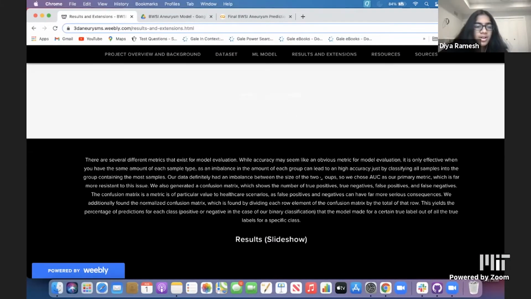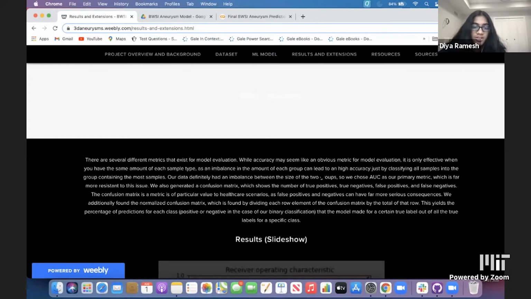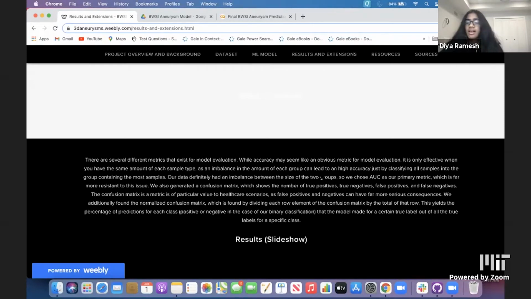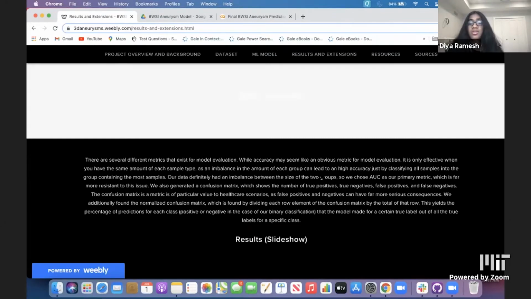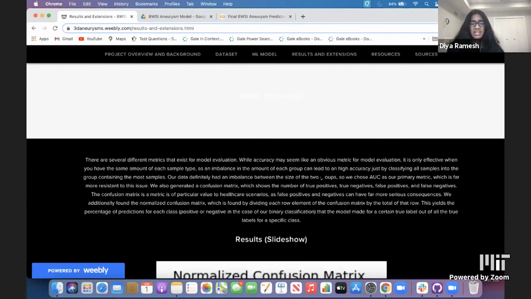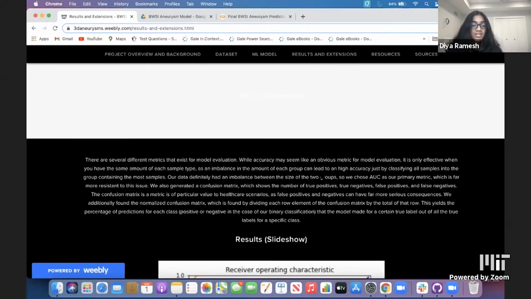So as we mentioned, or kind of alluded to, there are several different metrics that you can use for model evaluation. You may think accuracy would seem like an obvious metric to see how well your model performs. Accuracy, more technically, is the amount of correct predictions over the total amount of predictions. The problem with accuracy is that it's only effective when you have the same amount of each sample type. Having an imbalance in the amount of each group can lead to a high accuracy because the model could just classify all samples into the group containing the most samples and achieve that percentage of accuracy.